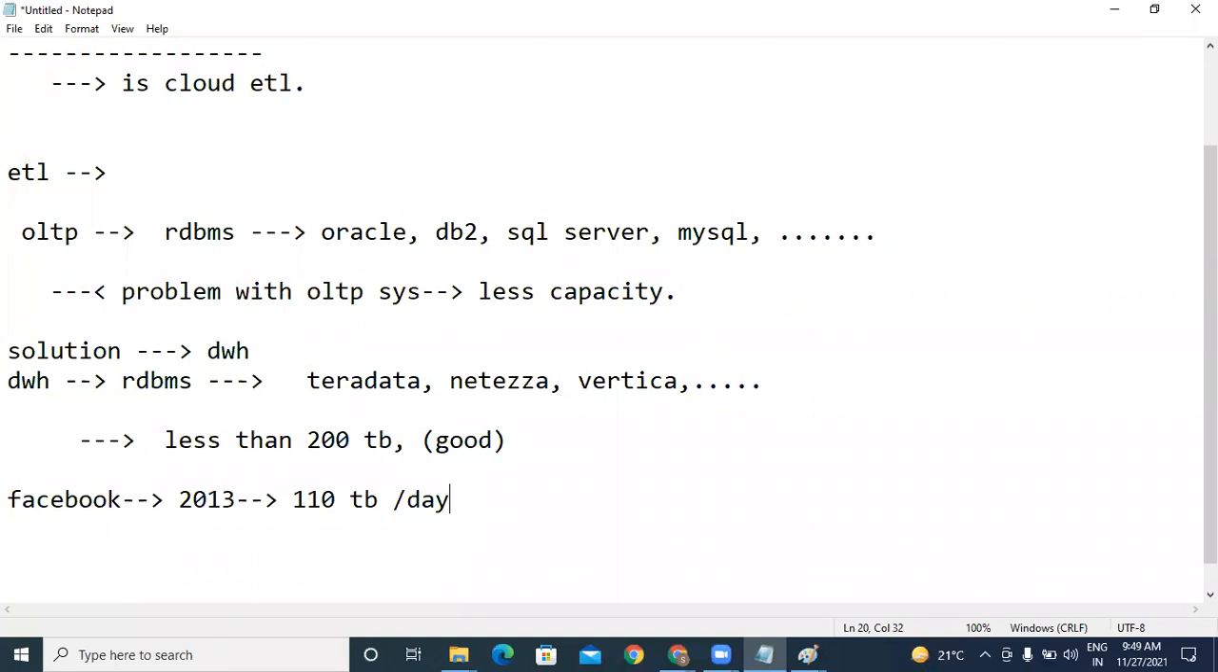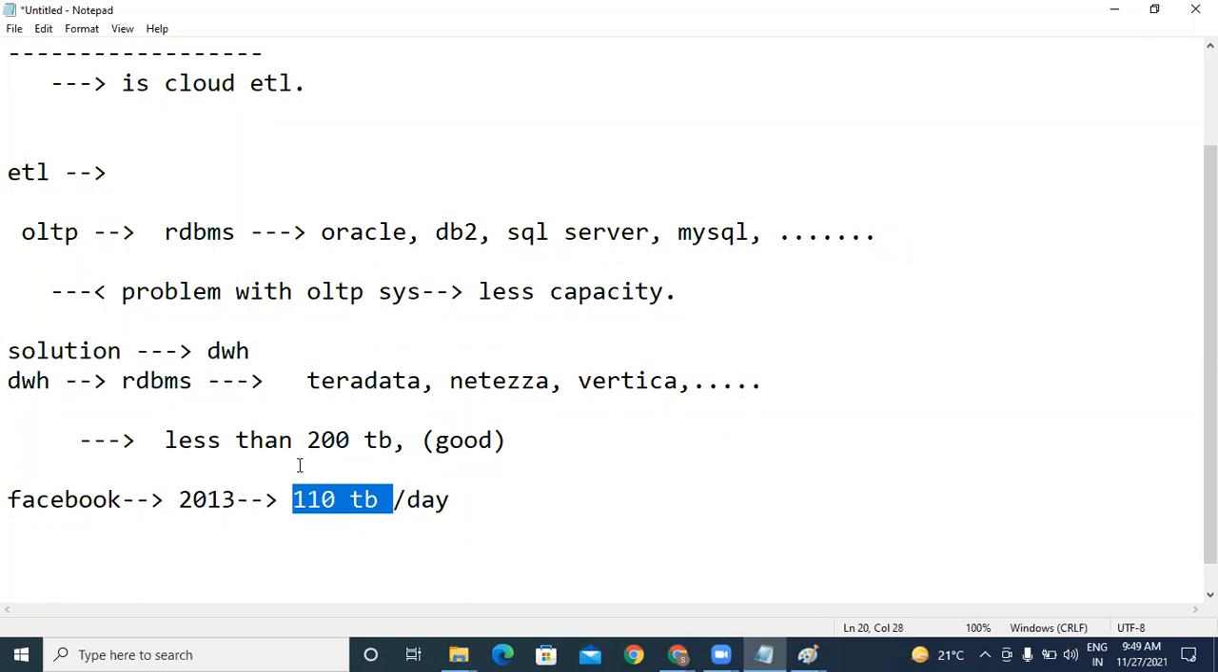Up to 200 terabytes, they feel very high, very heavy. But yes, sir. Hadoop, Facebook is using the Hadoop system, right? No. Just forget about Hadoop. Please just try to answer me. 110 terabytes, 110 terabytes per day.